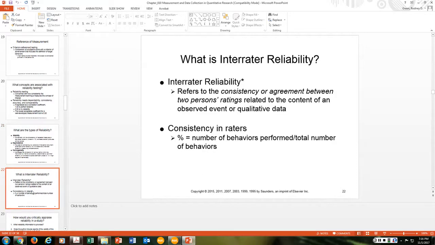Interrater reliability. This is a very important concept for you. It refers to the consistency or agreement between two persons' ratings related to the content of an observed event or qualitative data. So if you're reading a study that is primarily about instrument development, you will find statements regarding interrater reliability.